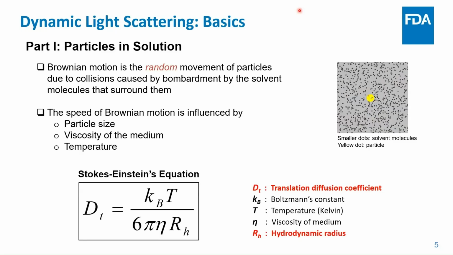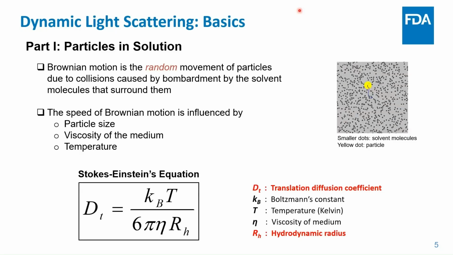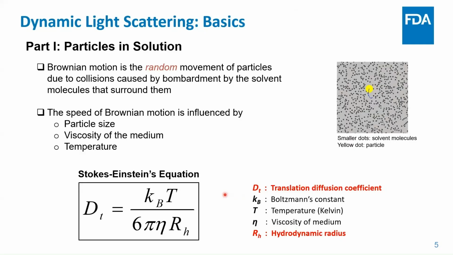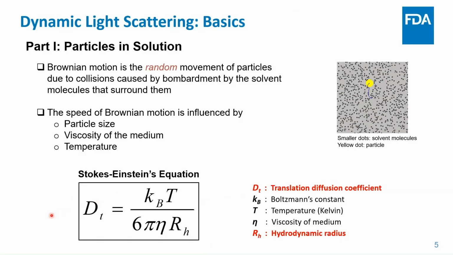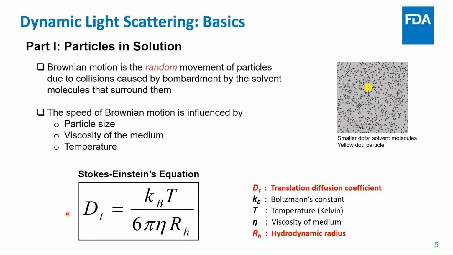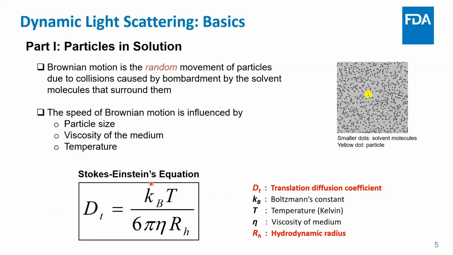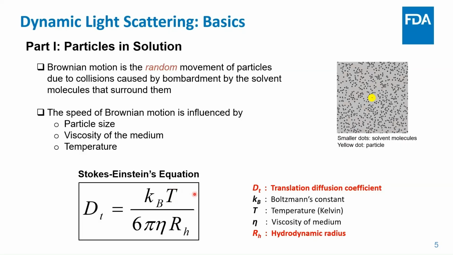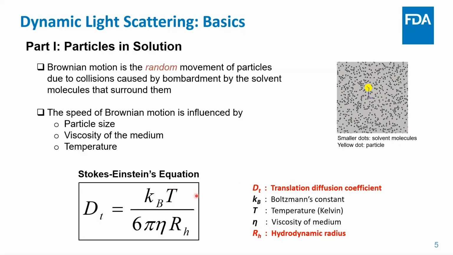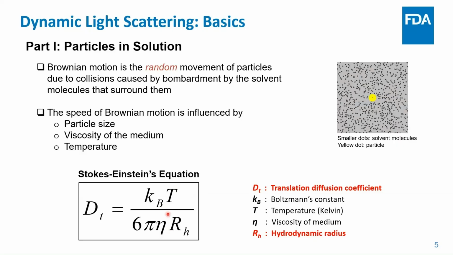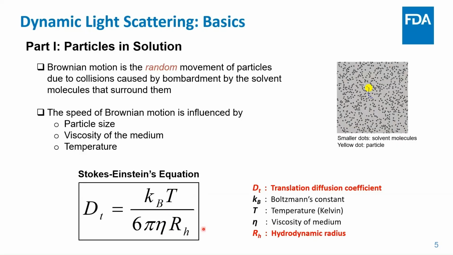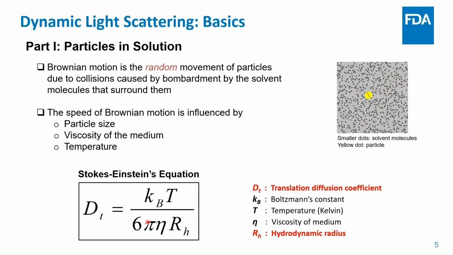How this relates is that the translational diffusion coefficient, the speed at which the particle is translating around in a liquid, is proportional to the Boltzmann constant and the temperature, so that's the number one factor, direct proportionality to the temperature. It is inversely proportional to the size of the particle and the viscosity of the medium.